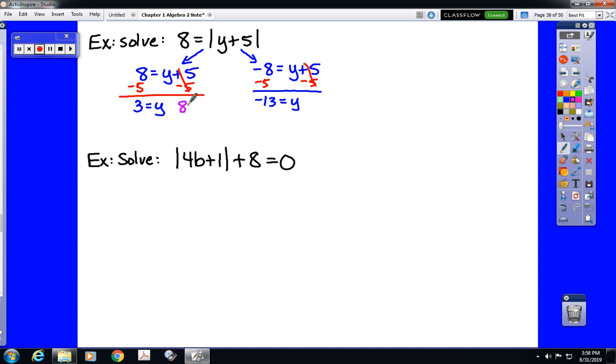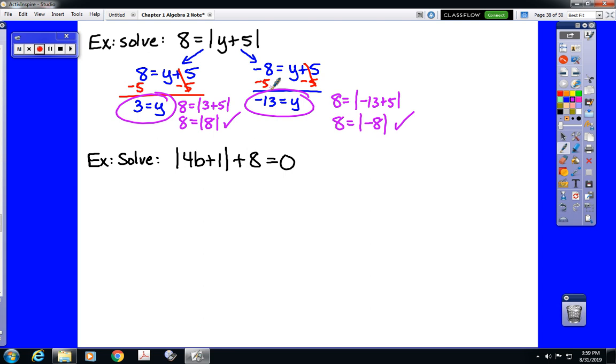Here we have 8 equals the absolute value of 3 plus 5. That's true, so that is an answer. And here we have 8 equals the absolute value of negative 13 plus 5, which is 8 is the absolute value of negative 8. That is also true, so we have 2 solutions.